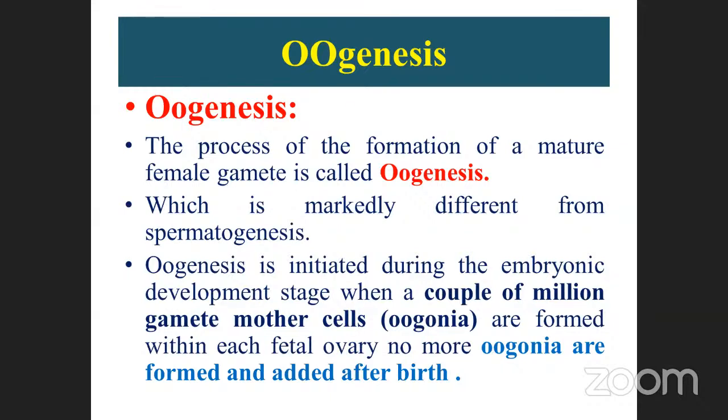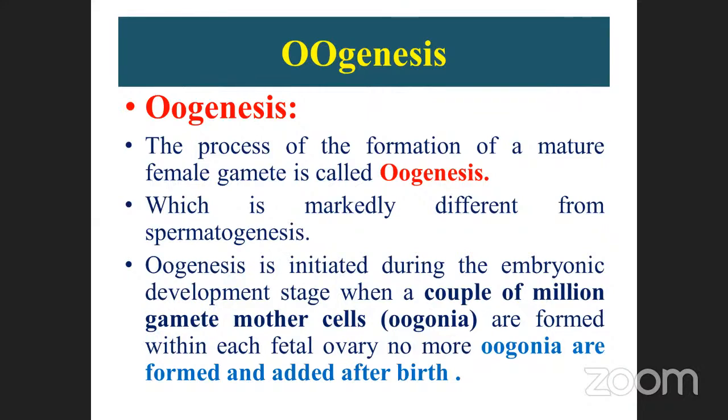Next one is spermatogenesis. Studied. What are the hormones responsible for the production in spermatogenesis? Now we'll pass on to the next one, oogenesis. What is oogenesis? Nothing but the formation of the mature female gamete is called oogenesis. That means the process of formation of the mature female gamete is called oogenesis. 'Oo' denotes the egg, which is markedly different from spermatogenesis.